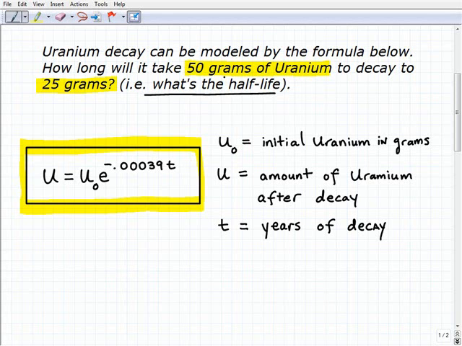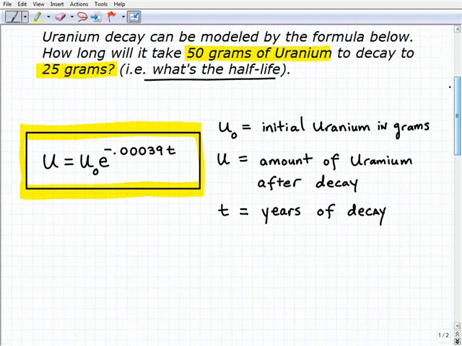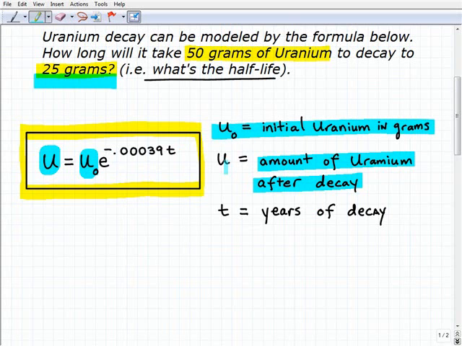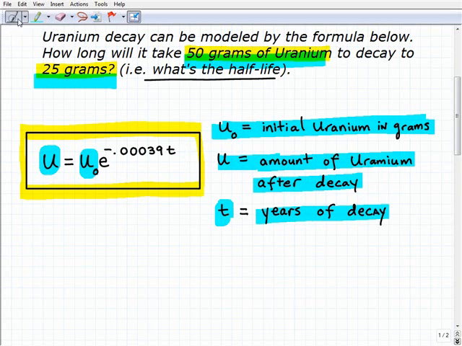To set this problem up, it's actually pretty straightforward. U is the amount of uranium after decay, because that's the amount we are going to end up with after so many years of decay. Of course, in this problem, that will be 25. U naught is our initial amount, and our initial amount here is 50 grams. And then, of course, t is the number of years of decay.